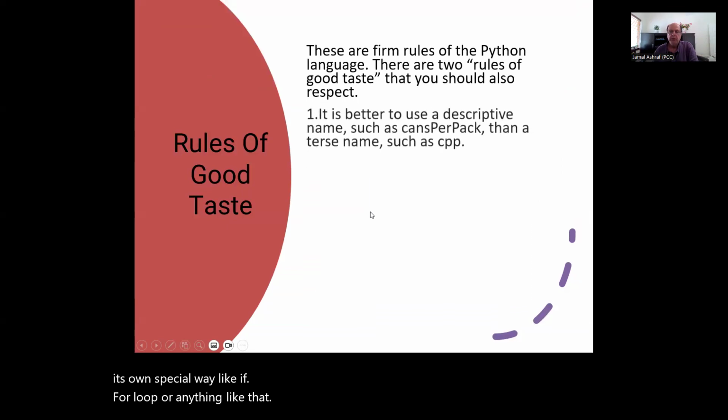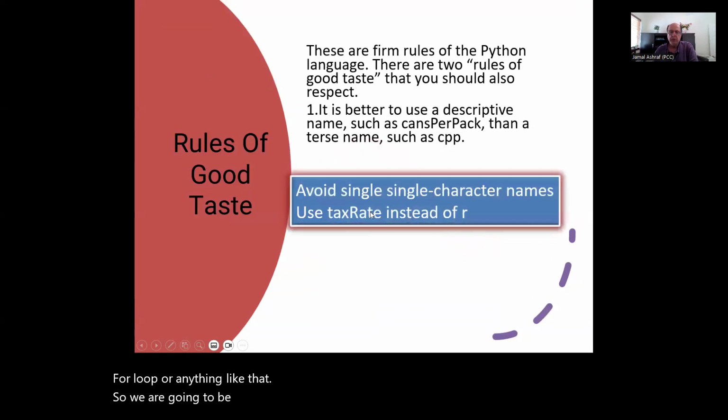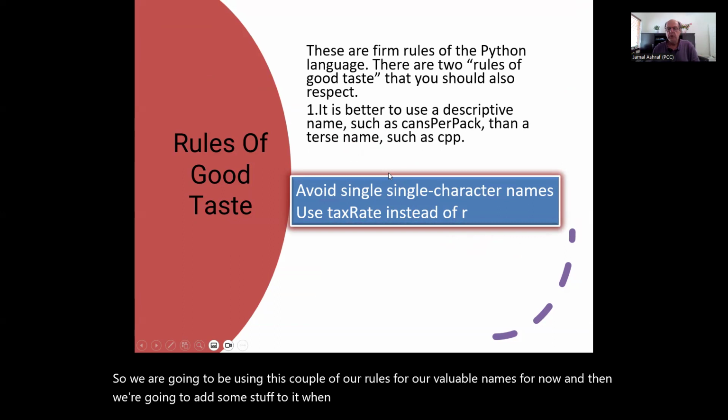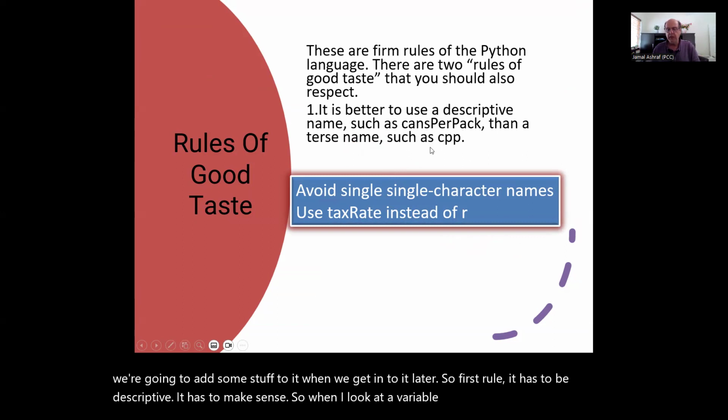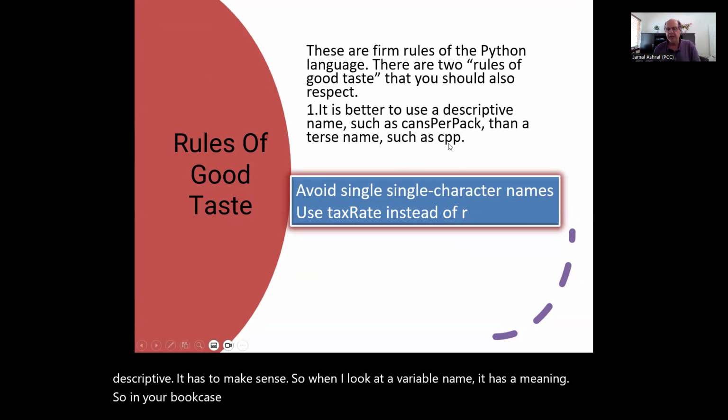We are going to be using this couple of rules for our variable names for now, and then we're going to add some stuff to it later. The first rule is it has to be descriptive. It has to make sense, so when I look at a variable name, it has a meaning. The book case is cans per pack versus CPP. My example is tax rate versus R.